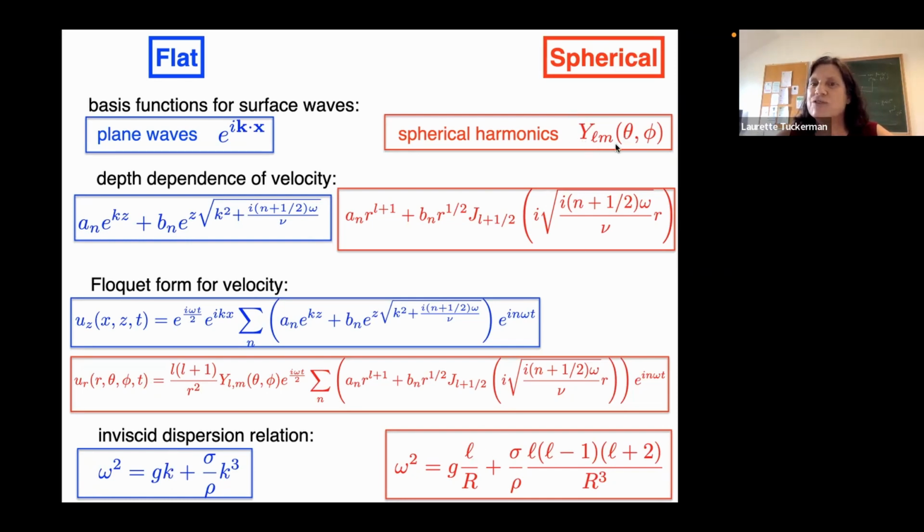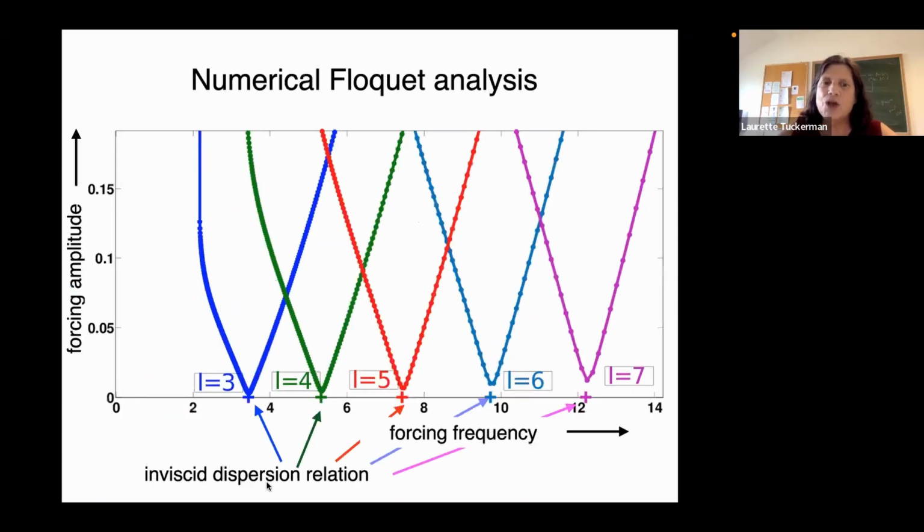If you've seen pictures of spherical harmonics, you know that different L's are quite different. Let's look at that. This is now the tongues, the instability tongues. This is forcing amplitude, and this is as a function of frequency instead of the L's, but it might as well be that. And for the different L's, we have different tongues where you have Faraday oscillation.